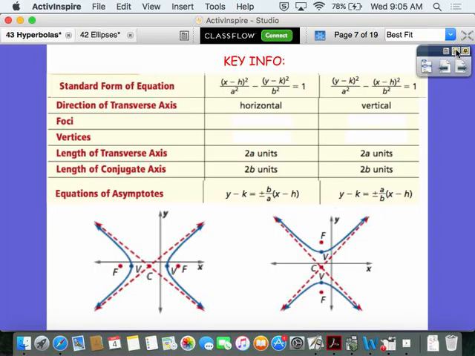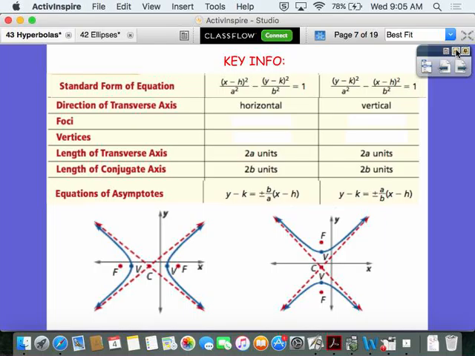This one's a minus, and the ellipse was a plus. So that's going to be one way to identify which conic is which. If I ask you that type of question, you have to complete the square to do that. So if one of your square terms is a minus, then you know it's going to be a hyperbola.